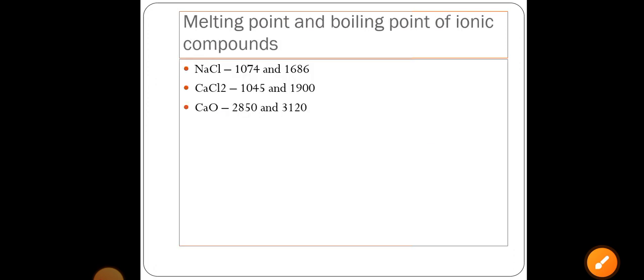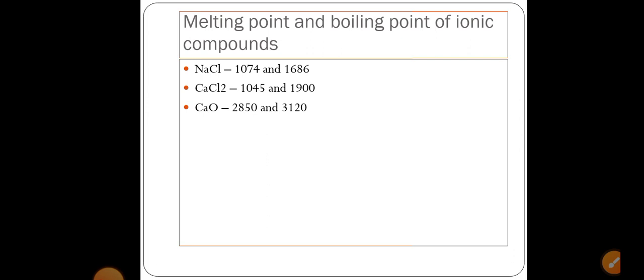Okay, now let's go to the next point. I've given some examples. For NaCl, the melting point is 1074 and the boiling point is 1686 degrees Celsius. For calcium chloride, the melting point is 1045 and the boiling point is 1900. Similarly, for calcium oxide, the melting point is 2850 and the boiling point is 3120. You can imagine how high the melting and boiling points are, and we can understand it with the help of the lattice structure.